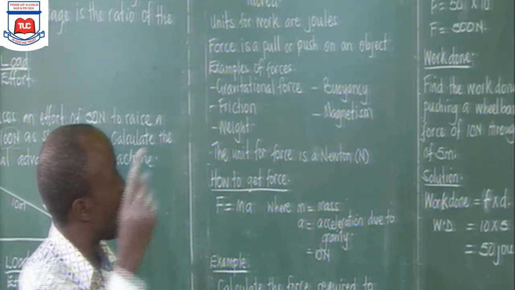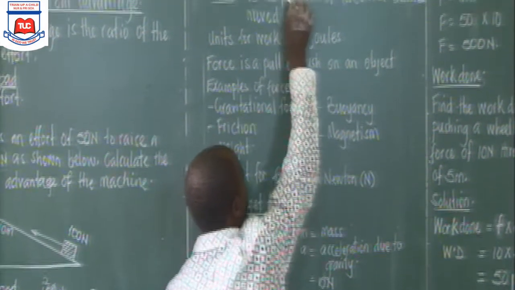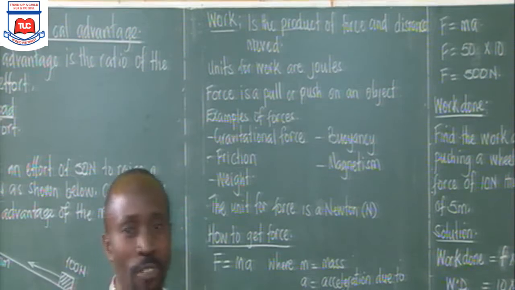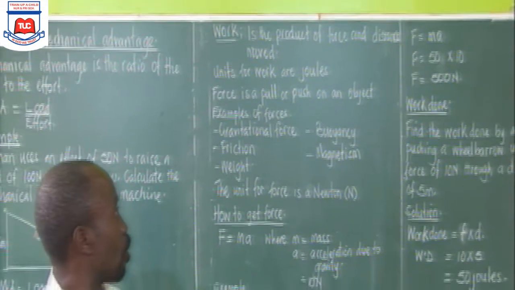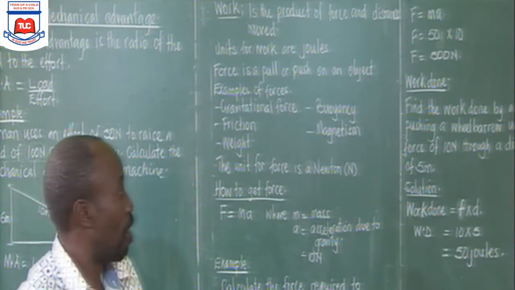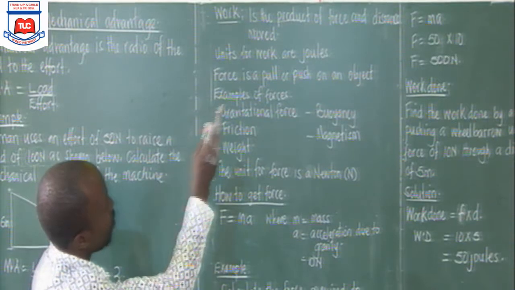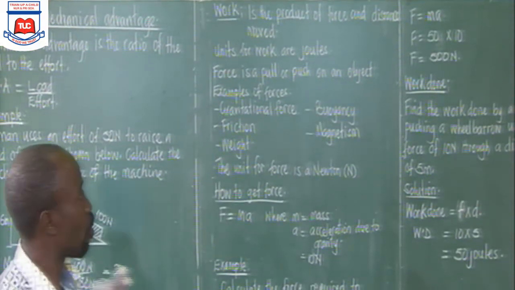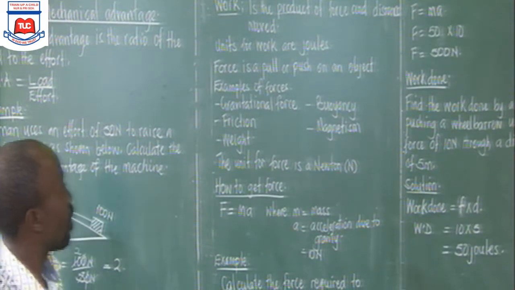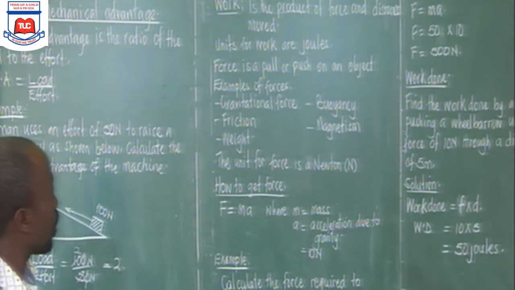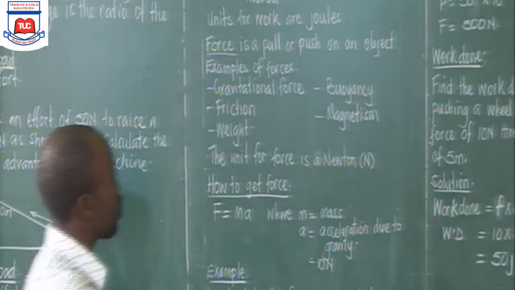So you get the force multiplied by the distance. This word product, from your mathematics, you know very well that when they talk of a product, they mean you multiply. So a product is a result you get after multiplying. Okay? So multiply the force and the distance through which the load moves, and you get the work done or work. Okay? Let's look at precisely force, what force is.